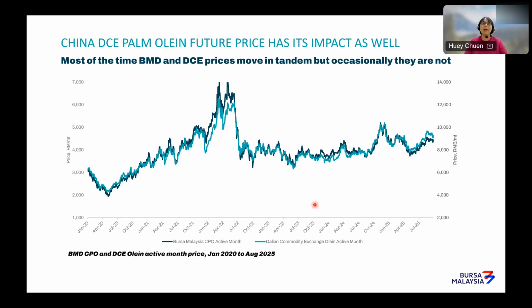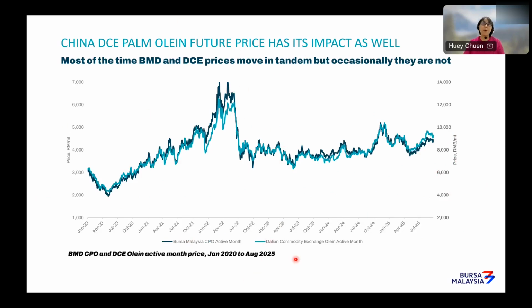So again, the other factor that you need to watch is how China's Dalian exchange palm oil future reacts, because if I pull the two prices together, although it's a different currency, you look at the dark green and the light green. Dark green is Bursa, light green is the Dalian DCE olein active one. They are always positively correlated.